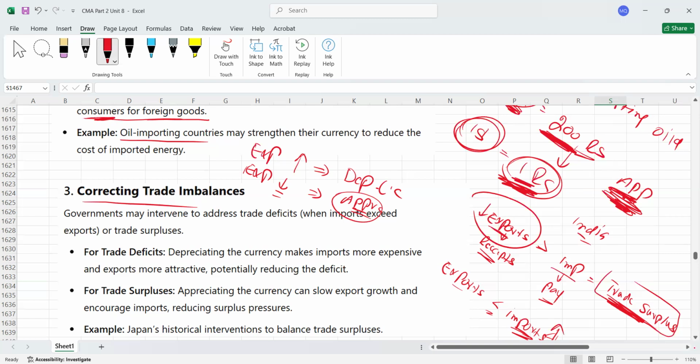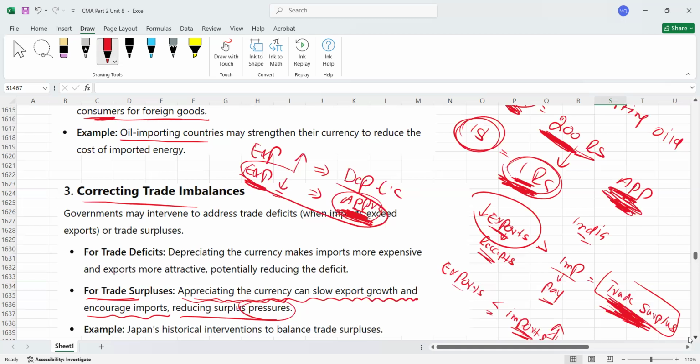If I want to remove trade surplus, look here, this point is explained. I have to reduce exports. For that, I have to appreciate my local currency, being a country. This is what they're saying for the trade surplus. Appreciating the currency can slow export growth and encourage imports, reducing surplus pressures. So surplus can be removed.